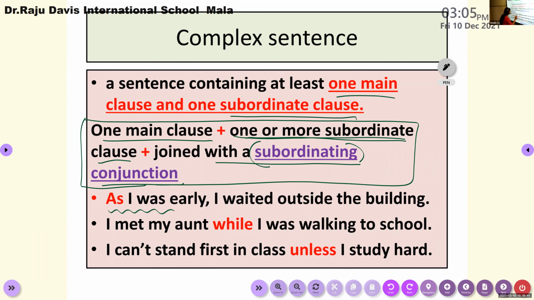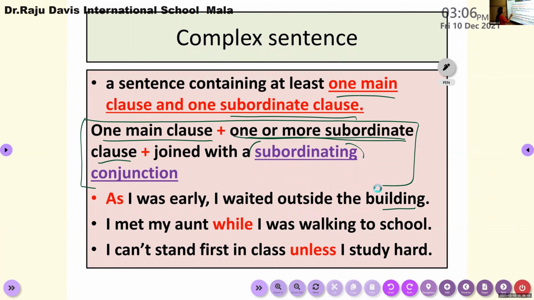As I was early is an example of a subclause or subordinate clause or dependent clause, because the subordinate clause is starting with the subordinating conjunction. And remember, this cannot stand by itself. In order to get a complete meaning, this part of the sentence should be attached to the main clause. So one main clause, one subclause, and the subclause is connected to the main clause with the help of a subordinating conjunction.